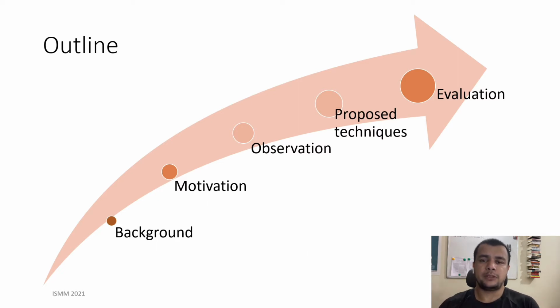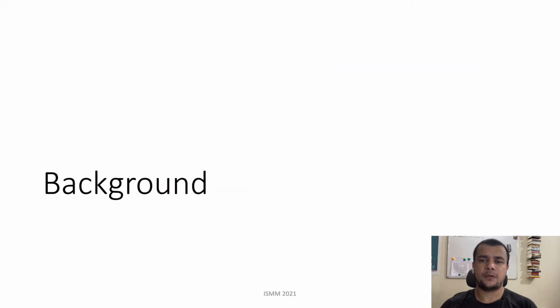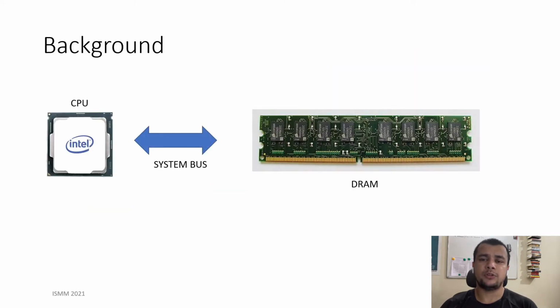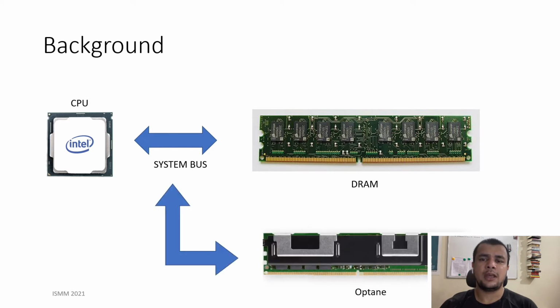We will start with the background. This is how a traditional CPU memory system works. The CPU accesses the data via system bus when required. Intel Optane persistent memory sits on the same system bus and is byte addressable. The Optane cards are also DDR4 compatible and fit into the standard DIMM slots.